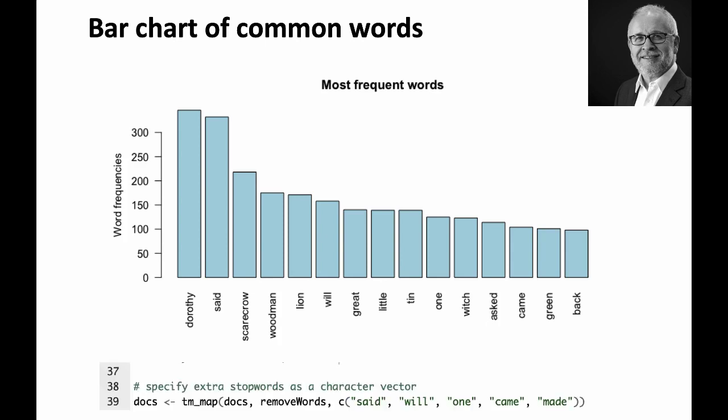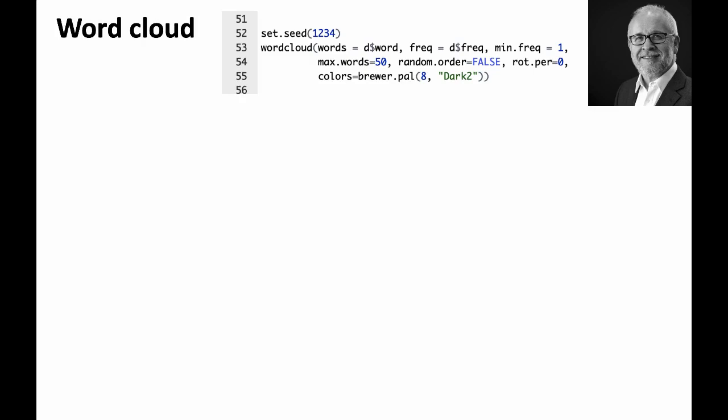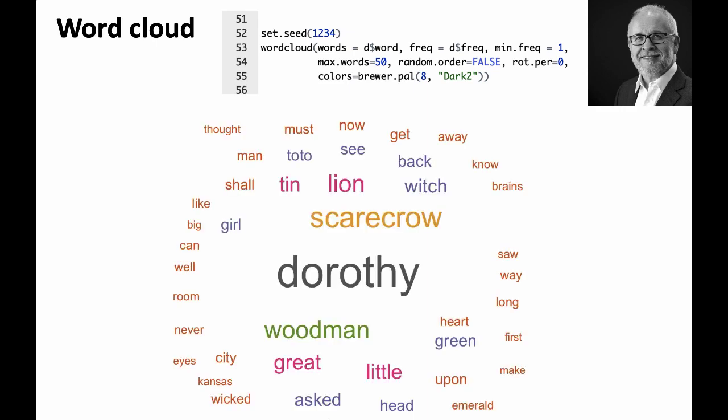So we can say, okay, let's remove "said", "will", "won", "came", "made". And by looking at the words that occur really frequently, we could replace several of them in order to get a tighter picture. And then we'll put a random seed into the word cloud. The word cloud itself is a single line. I've told it that I don't want to rotate it. I want to see a maximum of 50 words. And when I do that, we get a word cloud.